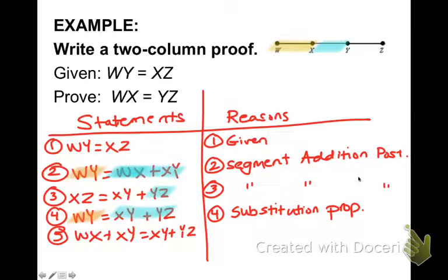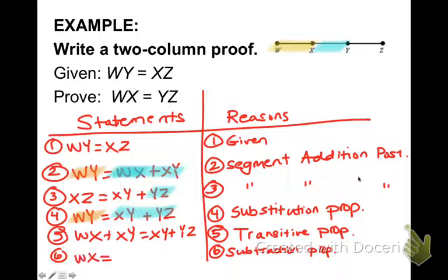Which property is that? Transitive. Almost there. What's the last step? Look at your proof statement and look at what we have. Which property? Subtraction. Perfect. So subtraction property will allow us to subtract an XY from both sides to be left with WX equals YZ. Done.